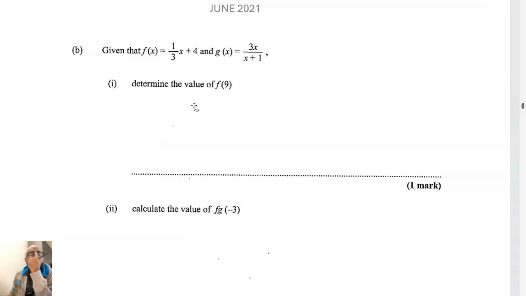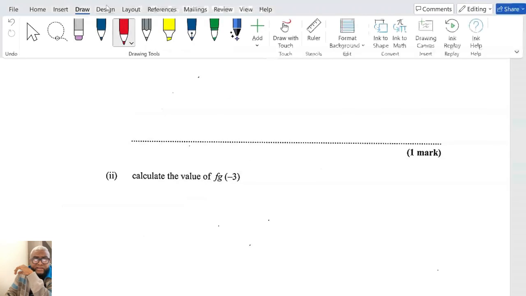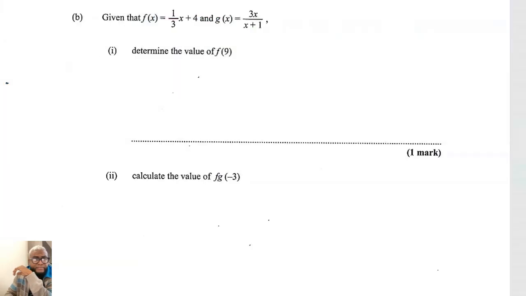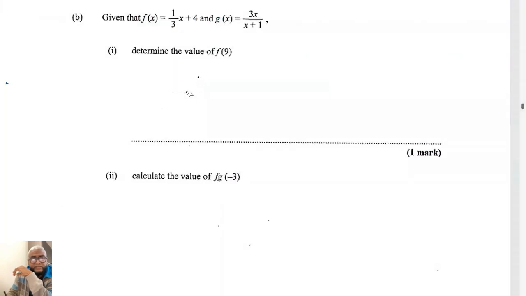Okay. So f of x is equal to 1/3 x plus 4. G of x is equal to 3x over x plus 1. Find the value of f of 9. We'll do it one time because of time constraints, right? So f of 9 would be equal to, what?